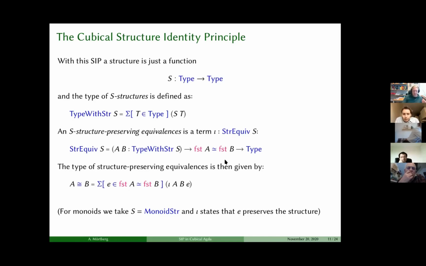So for example, for monoids, we take S to be this monoid structure, and the iota just says that the equivalence preserves the structure. So it's really what I mentioned before. It's the same pattern. And then we add a little bit of notation. So A is isomorphic to B if we have an equivalence between the carriers of A and B which satisfies iota.